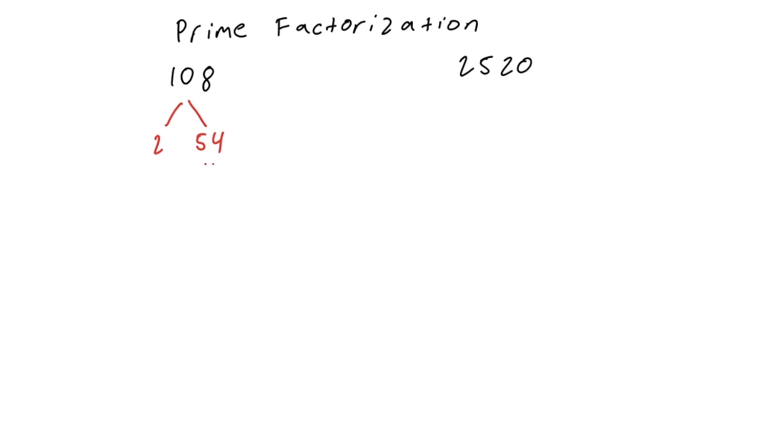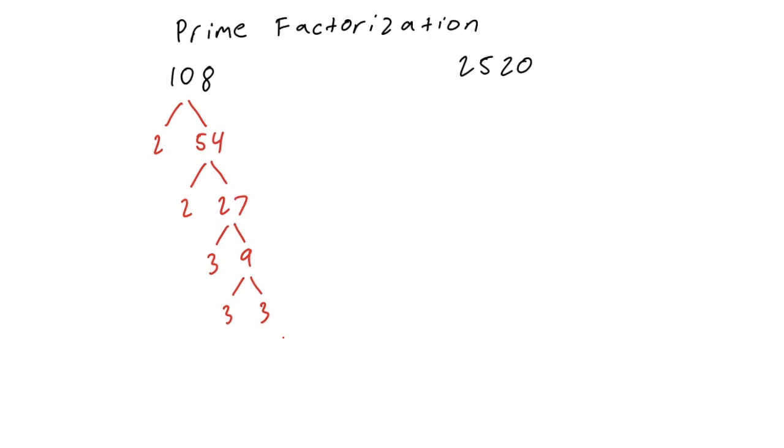So 54, still even, so we can divide by 2 again. And then we're going to get 27. Now 27 is not even. So that means we have to divide by another prime number. The next one up from 2 is 3. So let's try 3. 27 divided by 3 is 9. Okay? And then 9 can also be divided by 3. And 9 divided by 3 is 3. And now we have all prime numbers at the ends of our branches here.